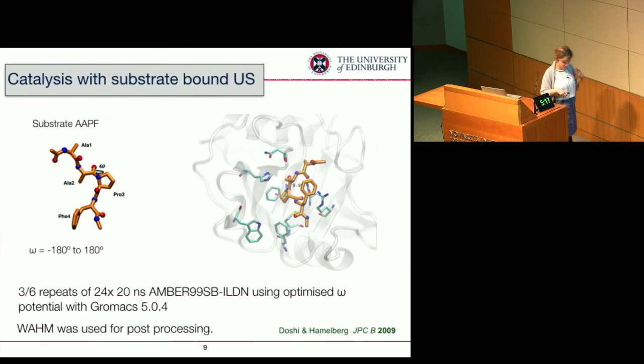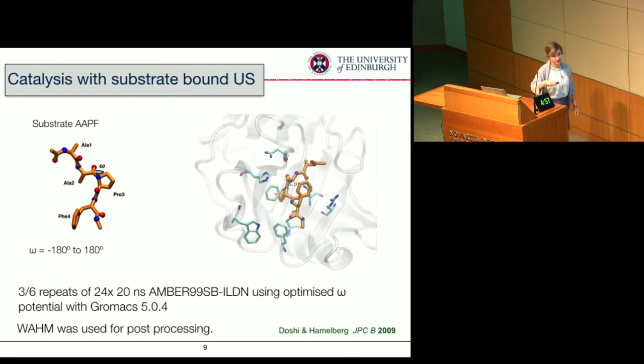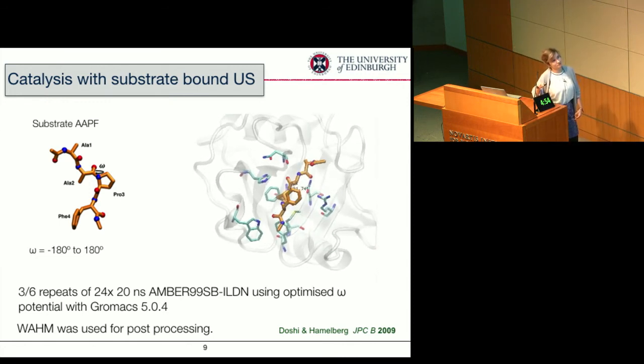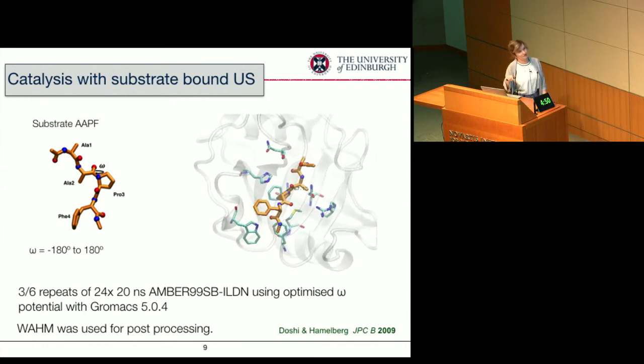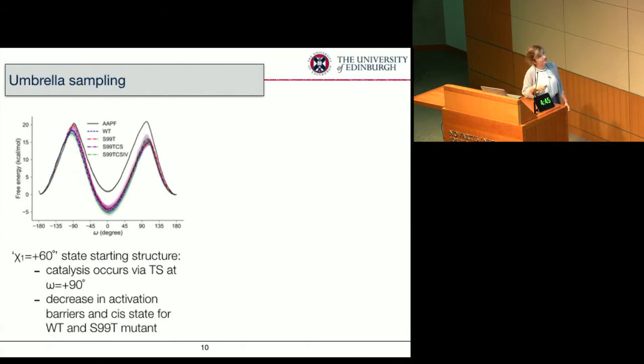So then we wanted to see how that would potentially relate to catalytic activity. So we designed an umbrella sampling study where we took this peptide AAPF with this proline residue here and biased this omega angle in order to see how the catalysis works, essentially. Here's some simulation information, and we did a WHAM analysis for the umbrella sampling.